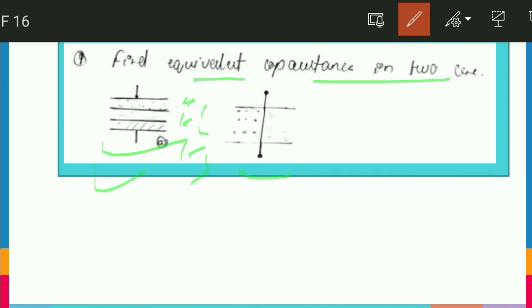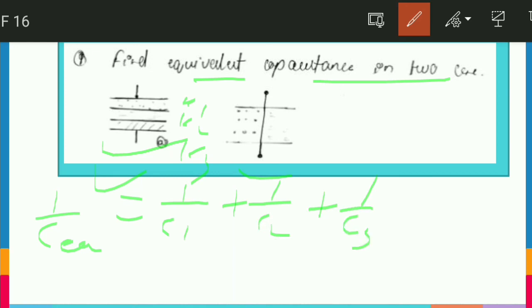From the figure you can see that figure A is a series connection. Friends, I have told you before that whenever we have to find the equivalent capacitance of a system, we do not need to remember any formula. Our one formula, that for series, 1 upon C equivalent equals 1 upon C1 plus 1 upon C2 plus 1 upon C3, will work, but the thing is that we have to apply it very smartly.